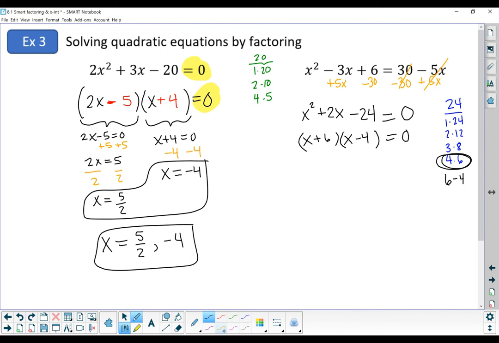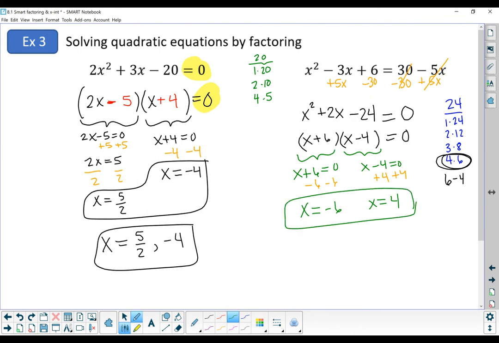So each of the factors gives us one of our answers. If we have this factor multiplied by this factor equal to 0, one of our solutions is that x plus 6 must be equal to 0. So if we subtract 6, we get x is equal to negative 6. And our other solution comes from this factor, x minus 4 equals 0. And we want to add 4 to finish solving that. And we get x is equal to 4. So there's our two answers to this equation.